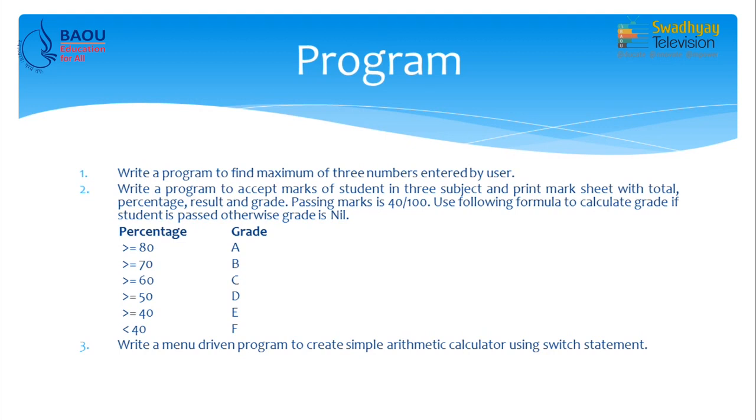In second program, we want to accept marks of students in 3 subjects and we want to calculate result, grade, total, percentage, etc. based on condition. We decide the grade of student, which is also shown on screen. If it is greater than or equal to 80, we decide grade to be A and so on.